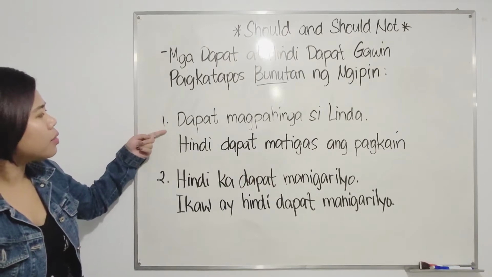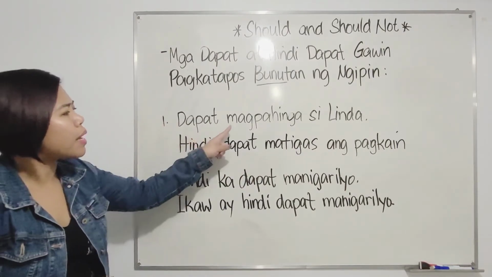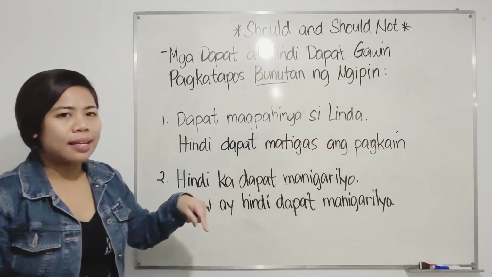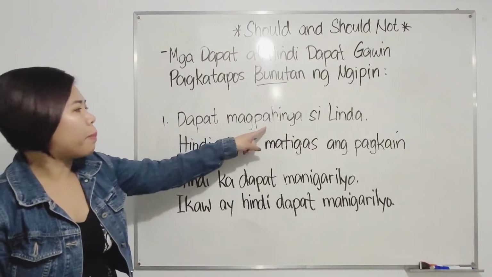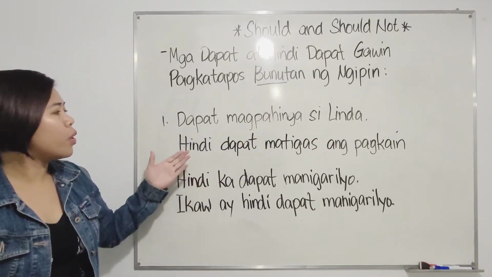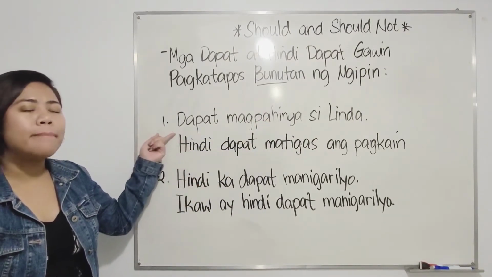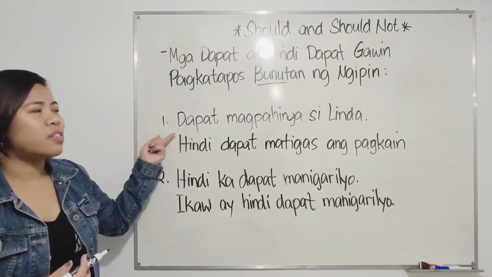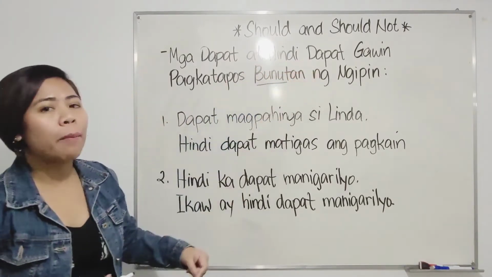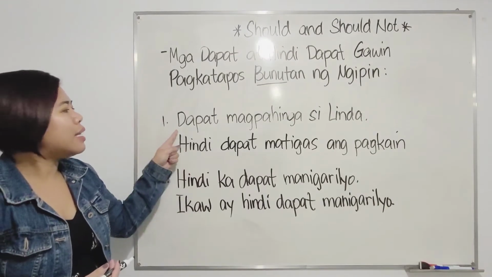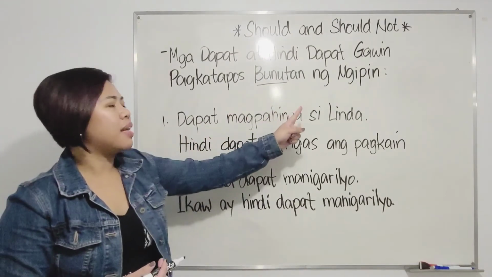So number one is to give you an example on how your sentence would look like if your subject is not a pronoun. So sentence number one is a positive statement and our subject is Linda. And here it's a negative statement and our subject is the food, the pagkain. So number one, first sentence, we say, dapat magpahinga si Linda. What if we are going to convert this into a negative statement where we would say, hindi dapat? So, we'd say, hindi dapat magpahinga si Linda.